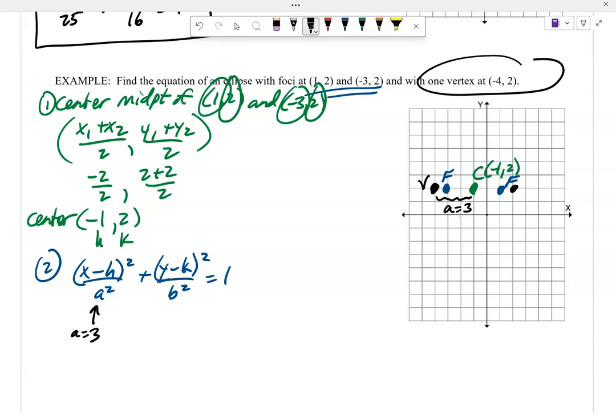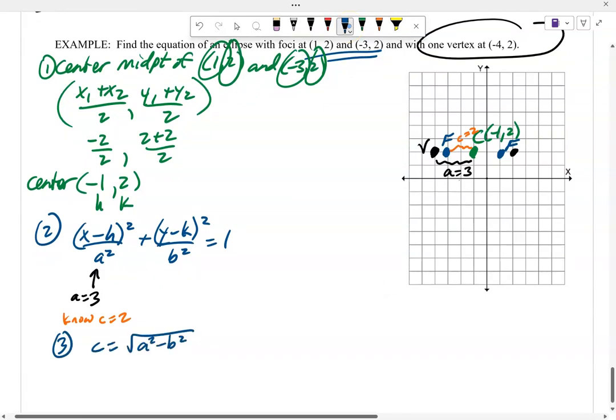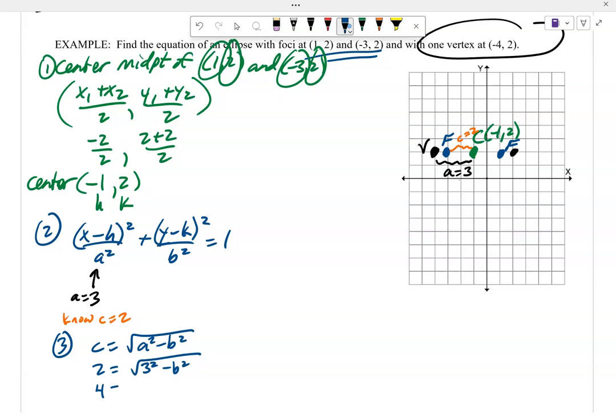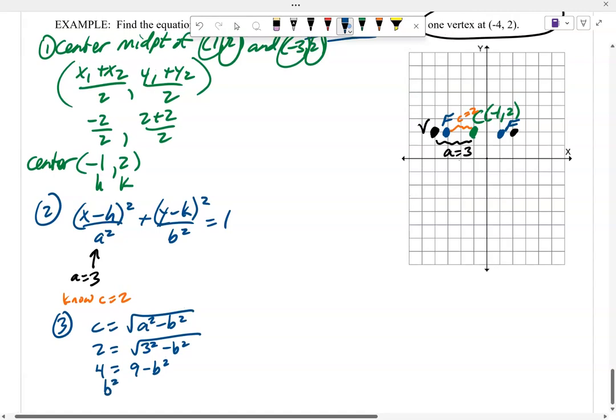Now I do not know my c yet. I'm sorry, I do know my c. Let me put my c on. See how my c is 2 right there, the distance from the center to a focus. So my c is 2. So let's go ahead and solve for my b. So I got 2 equals the square root of 3 squared minus b squared. Square both sides. So b squared equals 5. So I got root 5 being squared.